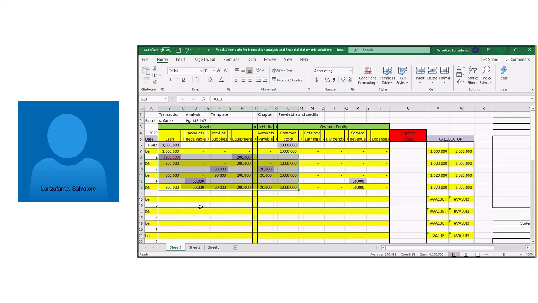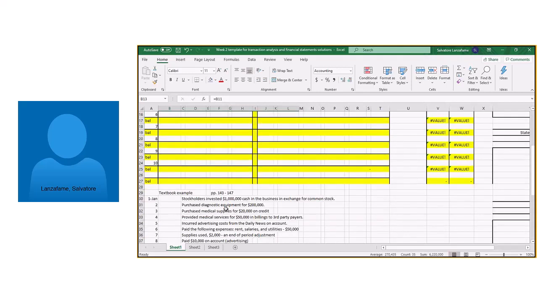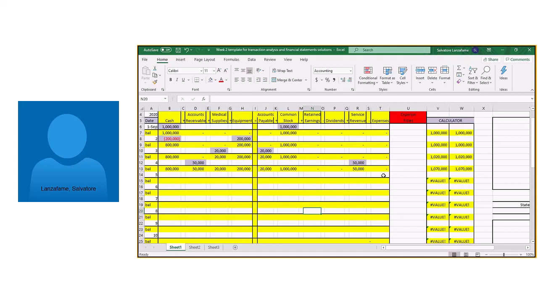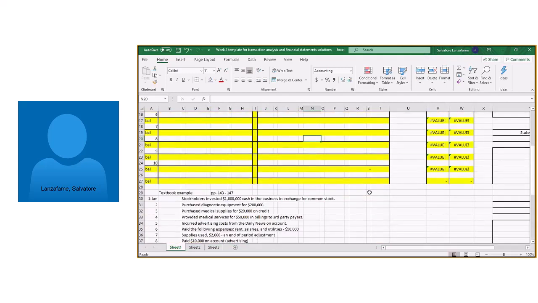Okay, all right, let's do the next transaction, which is the fifth. On the fifth, it says incurred advertising costs from the daily news on account. So when something like that happens, you're going to go into expenses, because that's what an advertising cost is. So it's an expense. And I think I left out the amount here. Hang on, I got to go to the textbook here. This is the fifth one. Yeah, it is for $10,000. So I'm going to put that in here.